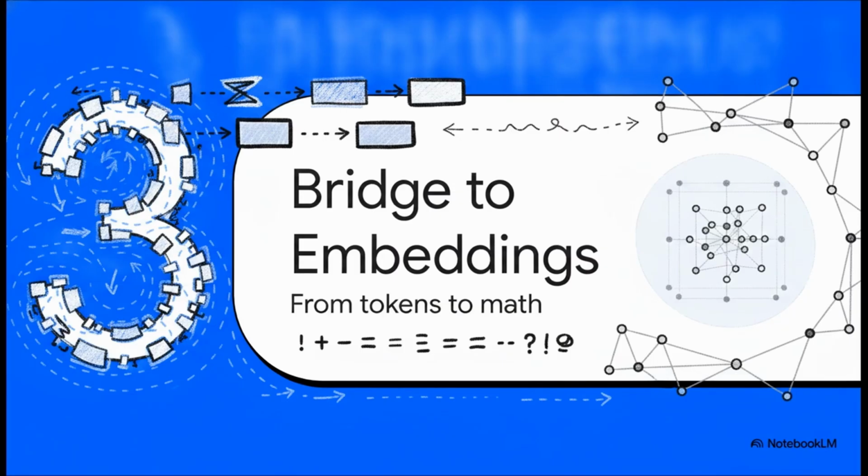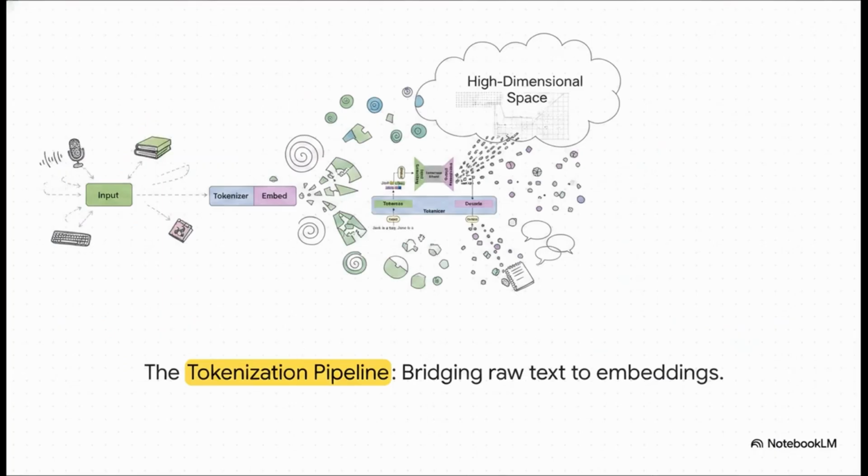Section 3, the bridge to embeddings. How do we actually get from discrete tokens to math? Okay, this is where the real magic happens in the AI pipeline. Your input text gets tokenized into those separate chunks we talked about. But the real secret sauce is the embed stage. Those discrete tokens are mapped to distinct mathematical vectors called embeddings. These embeddings live in a high-dimensional space that allows the language model to calculate the exact mathematical relationships between words. That is literally how the model understands semantic meaning and predicts the next output. Tokenization is the essential bridge that makes the whole thing possible.